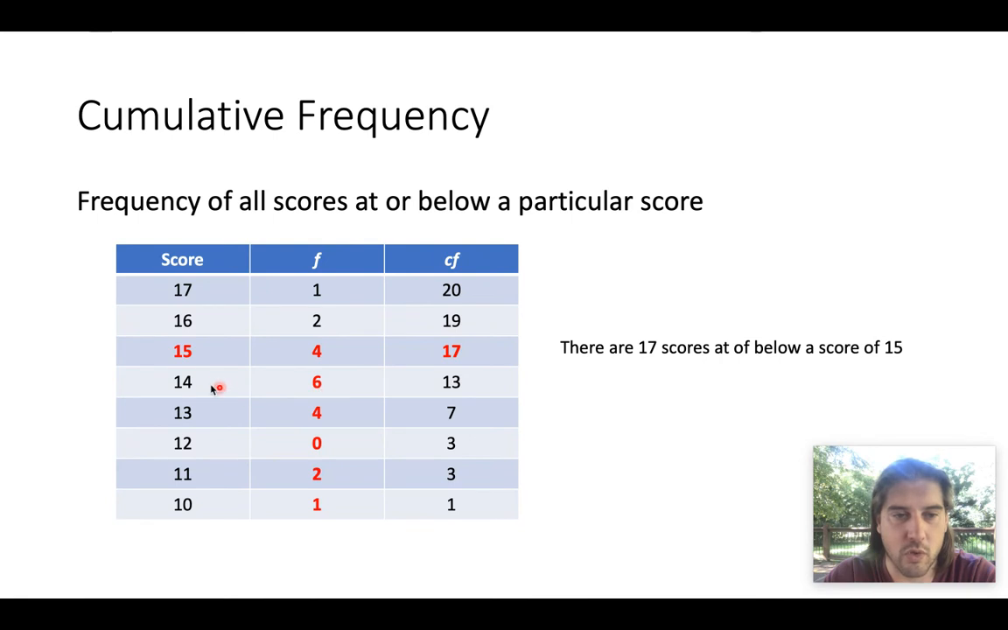13 people scored at or below a 14, right? You add up the frequencies and then you put that number over to the right in cumulative frequency. So if you want to know how many people scored at or below a 13, well, 1 person scored a 10 plus 2 people scored an 11 plus 0 people scored a 12 plus 4 people scored a 13. 1 plus 2 plus 0 plus 4 equals 7 is the cumulative frequency for 13. 7 people scored 13 or below.